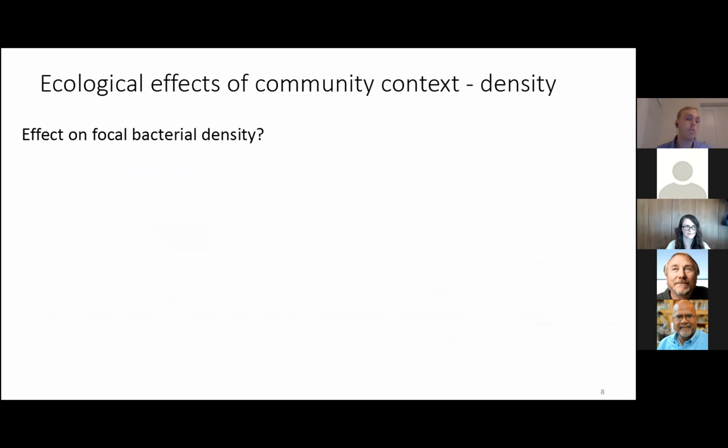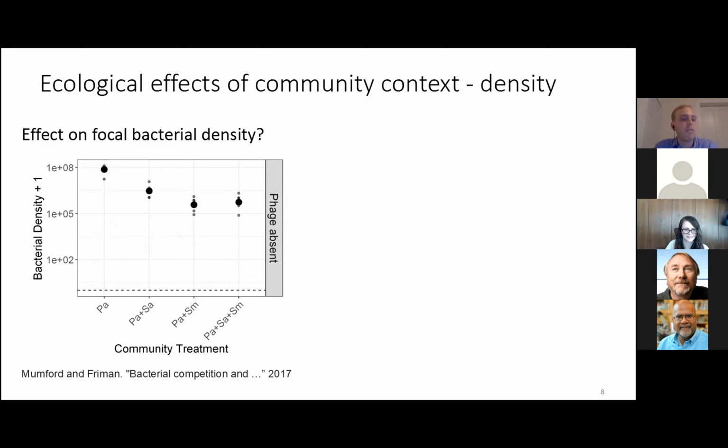In terms of the ecological effects of community context, perhaps the first and most obvious thing to look at is how community context affects the focal bacterial density, the phage host. In this experiment published by Mumford and Freeman in 2017, they looked at Pseudomonas aeruginosa, which was grown alone or with one or another bacteria or all three together. Plotted on the y-axis here is just their density, and I'm showing the data from their phage-absent treatments. What we can clearly see is that the community context generally suppresses the focal host density. This is as we would expect from resource competition, and was largely consistent across all of the studies that we reviewed that had this sort of data included.